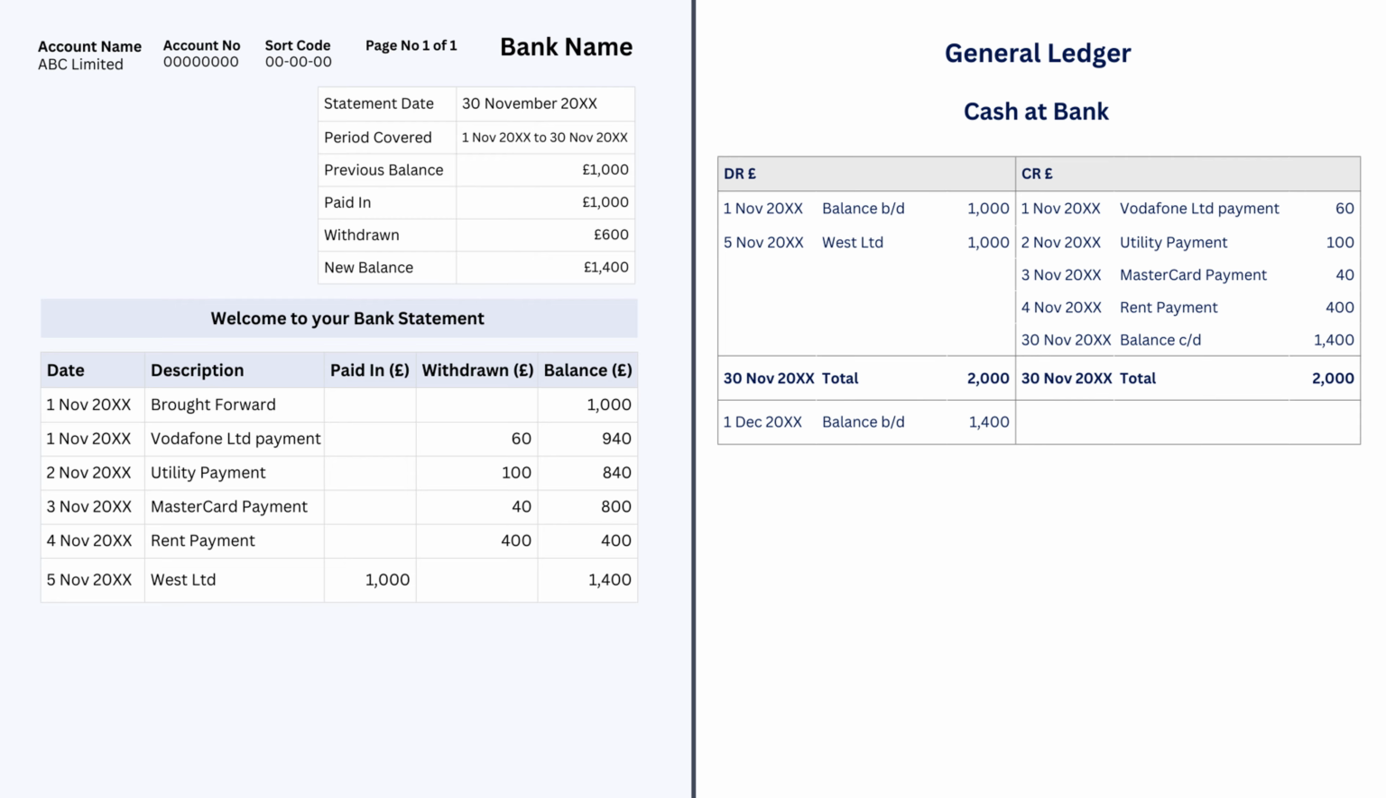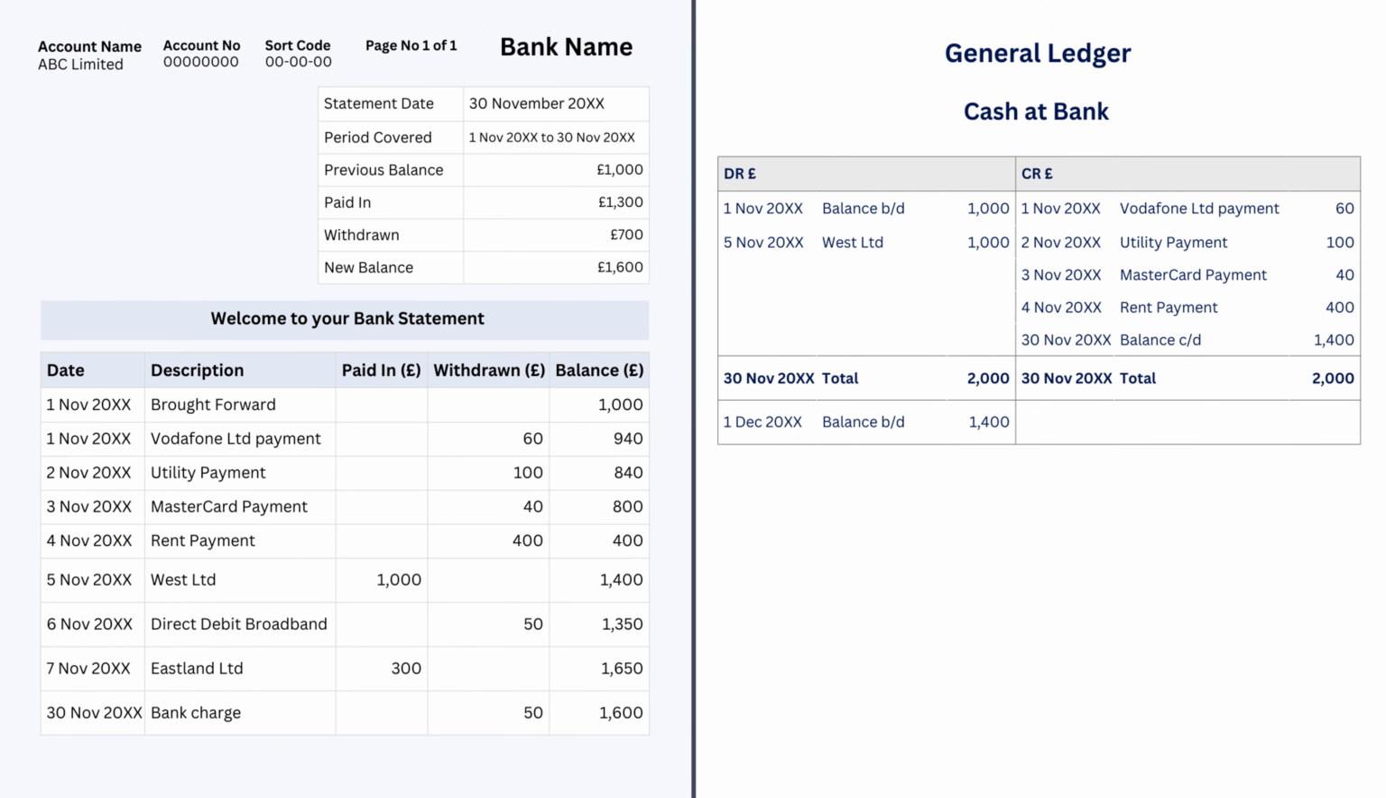At the end of the period, the bank statement shows a closing balance of £1,400. Our cash at bank account also shows a closing balance of £1,400. Our cash at bank balance reconciles to the bank statement balance. Let's now look at a different situation. We have received the bank statement for the period, and when we compare it to our cash at bank account in the general ledger, we can see that the two balances do not agree.